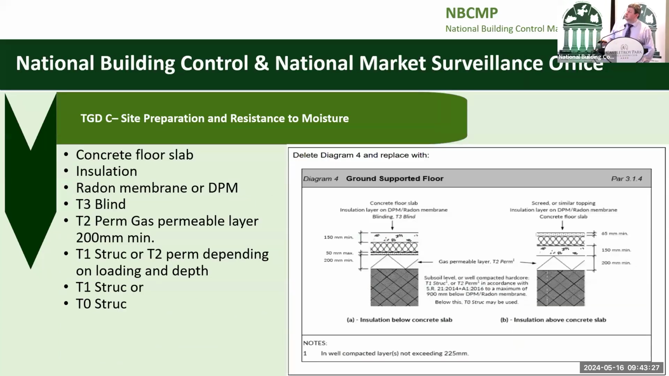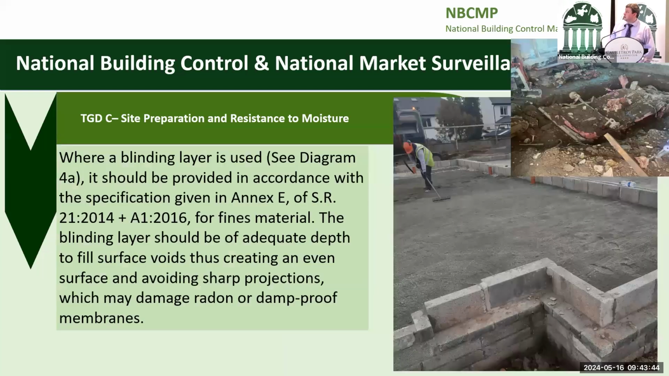So generally you'd have a concrete floor slab, you'd have the insulation, you'd have the radon retardant membrane or the DPM, the T3 blinding, T2 permeable gas 200 mil, T1 strut or T0 strut, depending on the depth of the fill required. Where the blinding layer is used, it should be provided in accordance with the specification in Annex E.